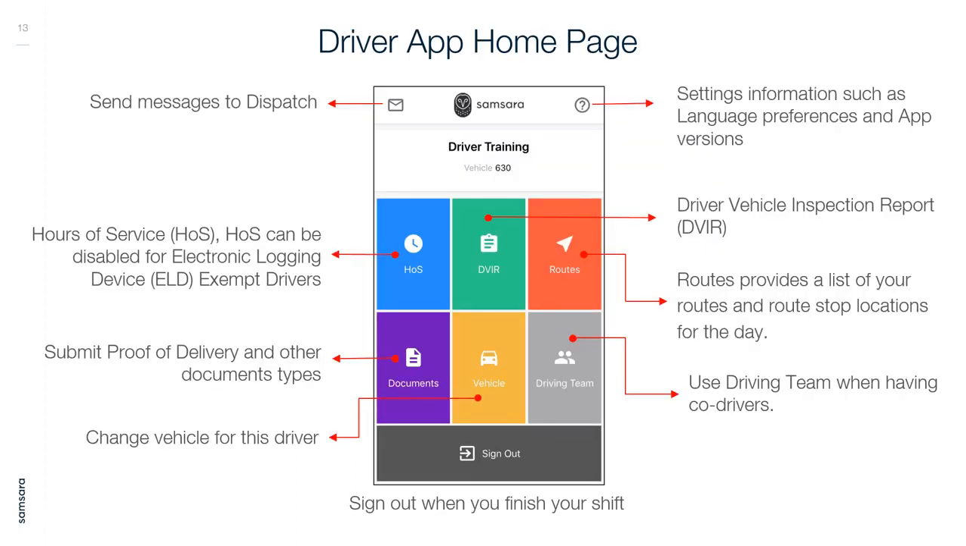Here's the driver app homepage. From here, you're able to send messages to dispatch. Hours of service can be disabled for electronic logging device exempt drivers. Submit proof of delivery and other document types. Change vehicle for this driver. Settings information such as language preferences and app versions.